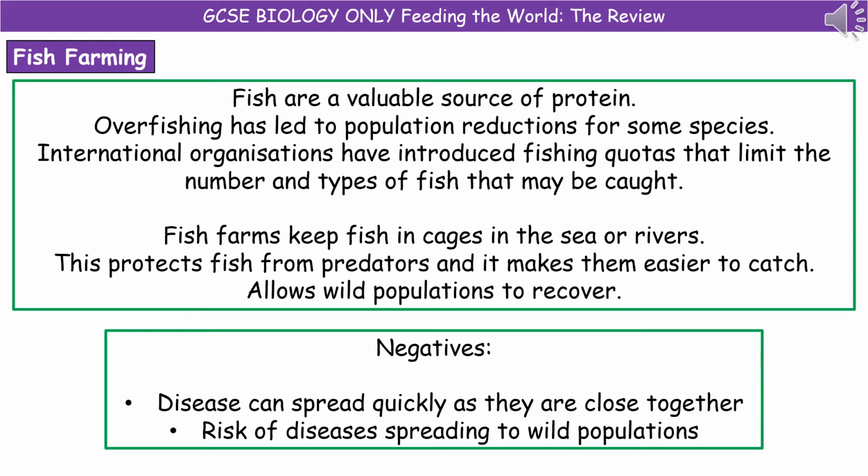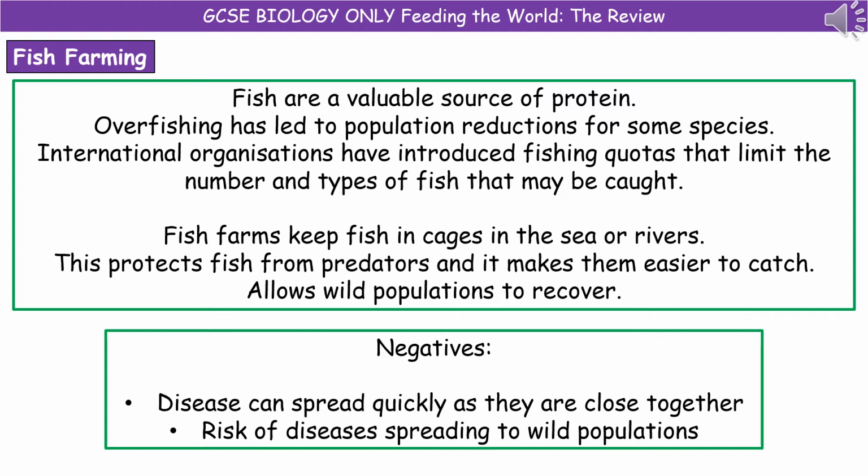Another key technique we use is fish farming. So fish are a really valuable source of protein to us, but overfishing has led to population reductions for some of the species. So what we actually have done is introduce fishing quotas that limit the number and types of fish that can be caught, and we can use fish farms which keep fish in cages in seas and rivers, which protects them from predators and makes them much easier to catch because you just go to the cage and take them out. This also gives the wild populations a chance to recover.